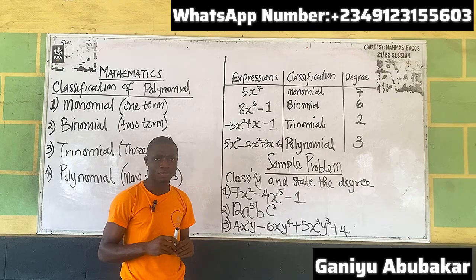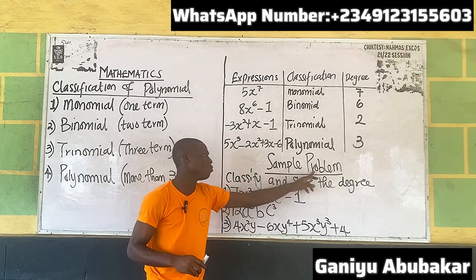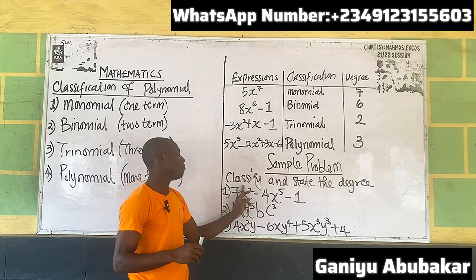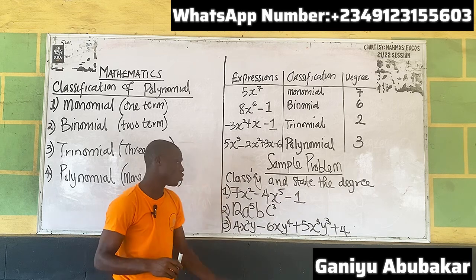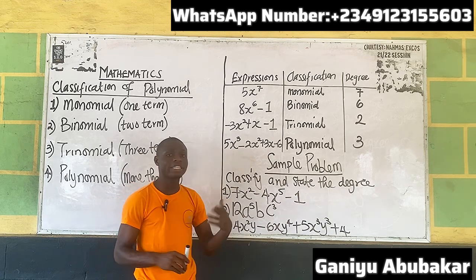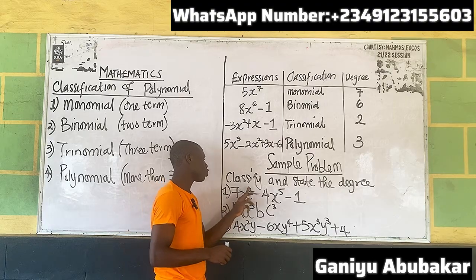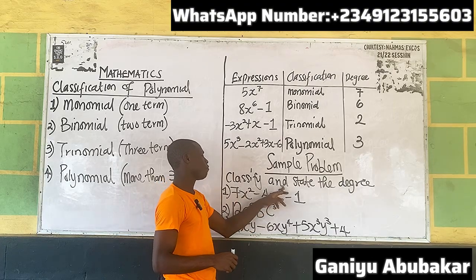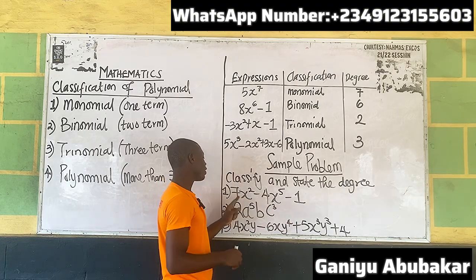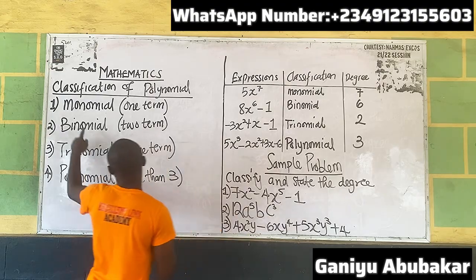Welcome back. Let's solve this sample problem. It says classify and state the degree. So classify each of them and at the same time state the degree. For number 1, I have 7x squared minus 4x to the power 5 minus 1. This is 1, 2, 3 terms. For 3, that gives you a trinomial.